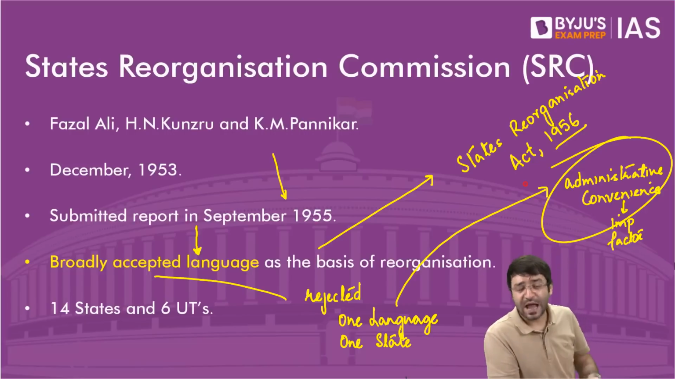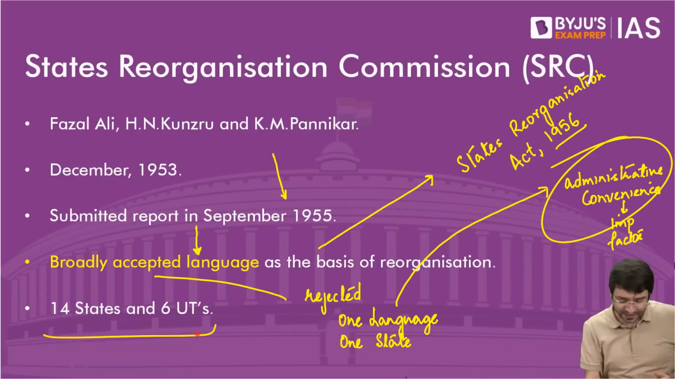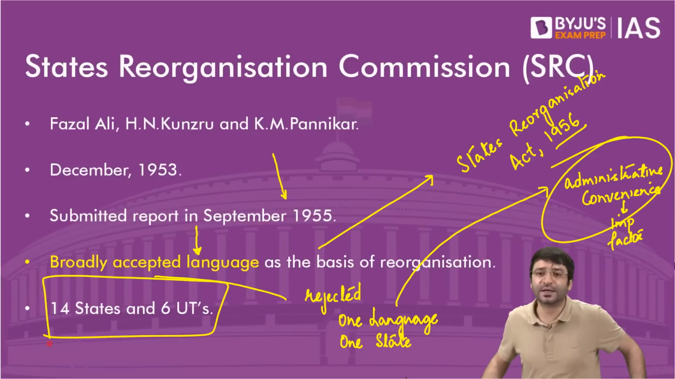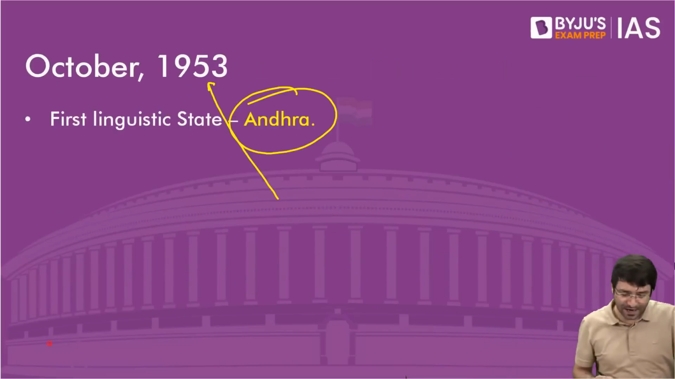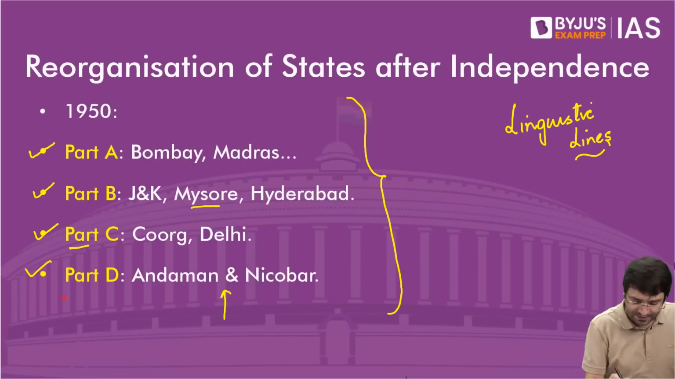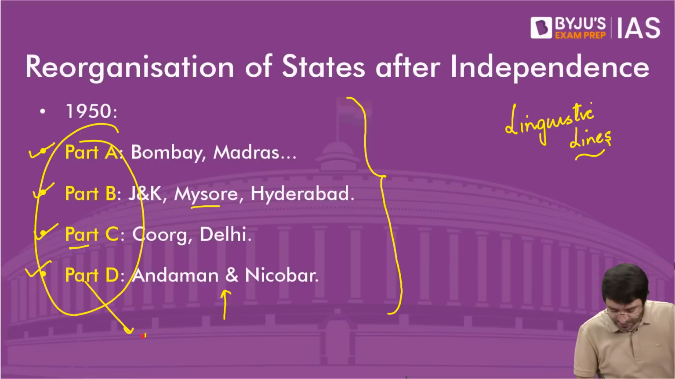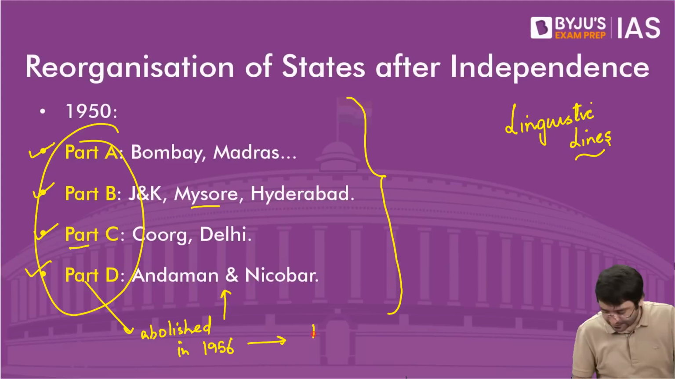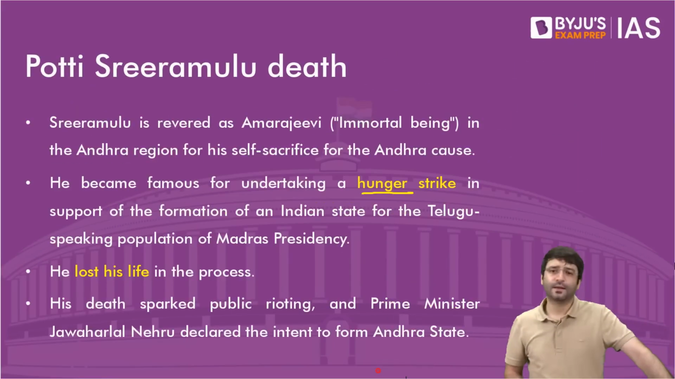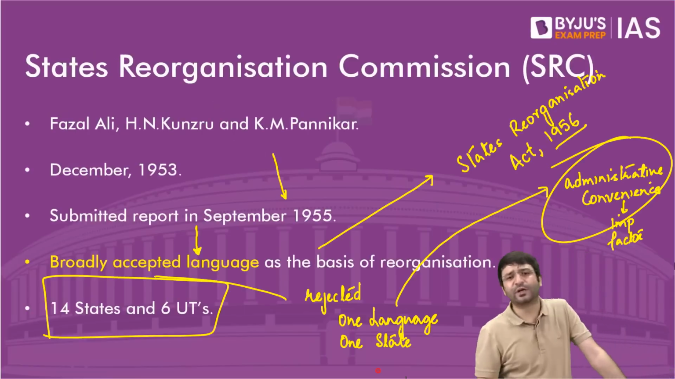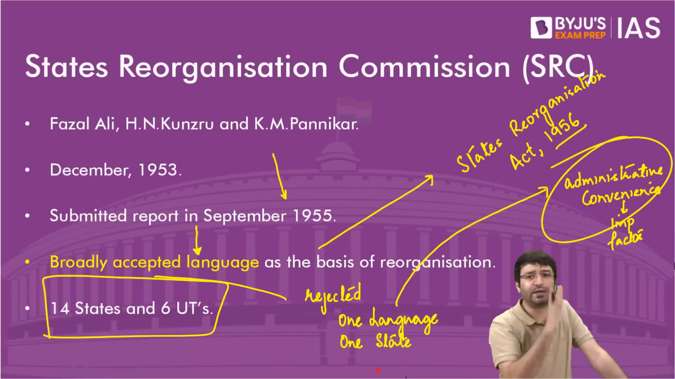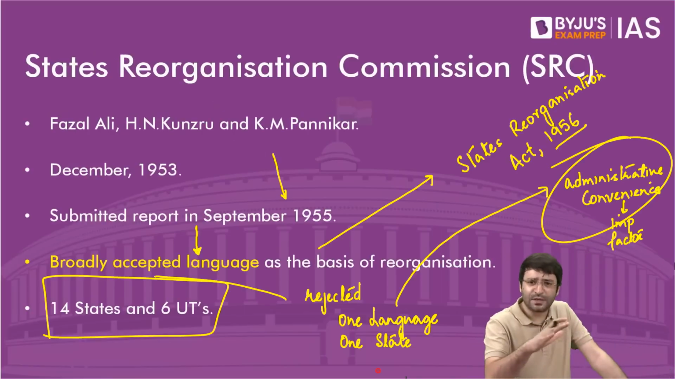And because of this act, 14 states and 6 union territories were established. That means this Part A, Part B, Part C, Part D differentiation, it was abolished in 1956. Instead, 14 states and 6 UTs were created. Why union territories were also created? We will discuss that in the union territories chapter. But this is how the states were reorganized.